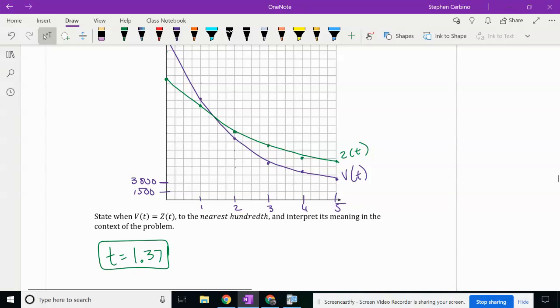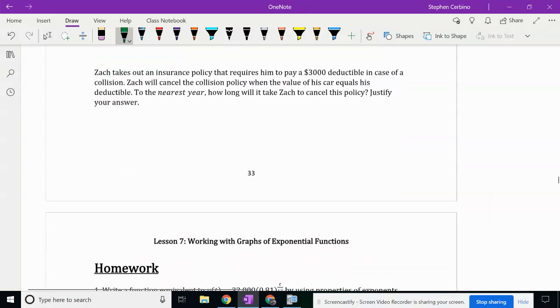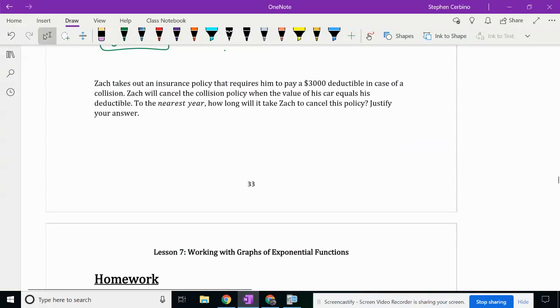So what they're asking here when it says interpret the meaning in the context of the problem is this is when the car's value is the same as the remaining payment on the loan. Now, the last question asks us to do something slightly different. It says Zach takes out an insurance policy that requires him to pay a $3,000 deductible in case of a collision. Zach will cancel the collision policy when the value of the car is equal to this deductible. Right? If I have a car that's only worth $3,000, I don't want to have this insurance policy anymore. So I want to figure out when the value of the car is equal to $3,000.